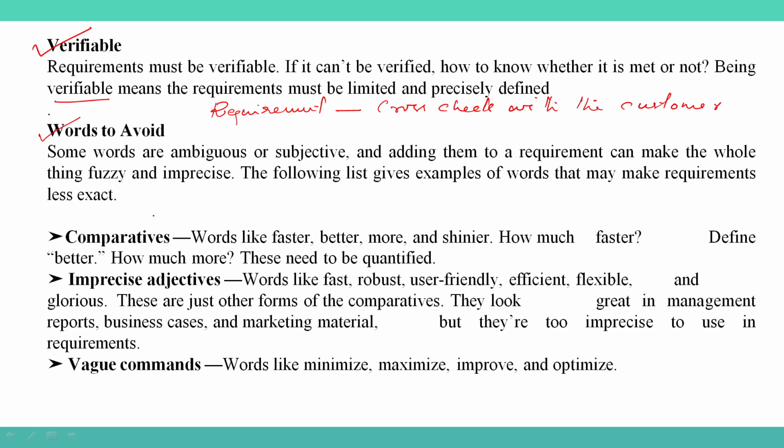സം വേർഡ്സ് ബിക്കംസ് ambiguous or subjective. നമ്മളൊന്നും സബ്ജക്റ്റീവായിട്ടല്ല എഴുതുന്നത്, നമ്മൾ ജനറൽ ആയിട്ടാണ് എല്ലാ കാര്യങ്ങളും സോഫ്റ്റ്വെയറിൽ എഴുതുക. അതിൽ നിന്ന് പിന്നെ നമ്മൾ സബ്ജക്റ്റീവ്നെസ്സിലേക്ക് വരികയാണ്. സോ വേർഡ്സ് ആർ ambiguous. അങ്ങനെയുള്ള വേർഡ്സുകൾ നമുക്ക് എന്ത് ചെയ്യേണ്ടി വരും? വി ഹാവ് ടു leave them. That is, adding them to requirement can make the whole thing fuzzy and imprecise.